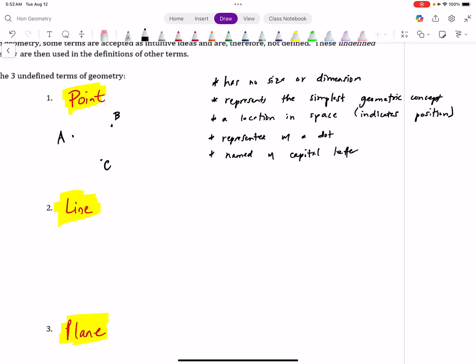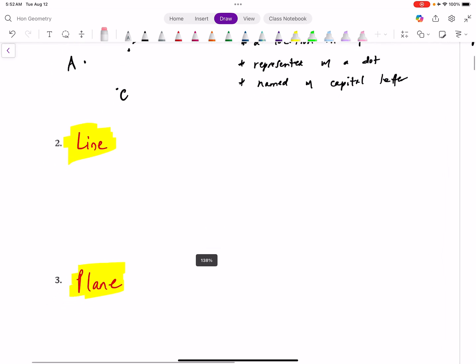If you're using one diagram, you would never have 2 different point Bs. That's very confusing. Diagram to diagram you could, as long as they weren't working in tandem, but you wouldn't want to do that. All right, so point is an undefined term. Everything else is made up of points. So the second one is a line.